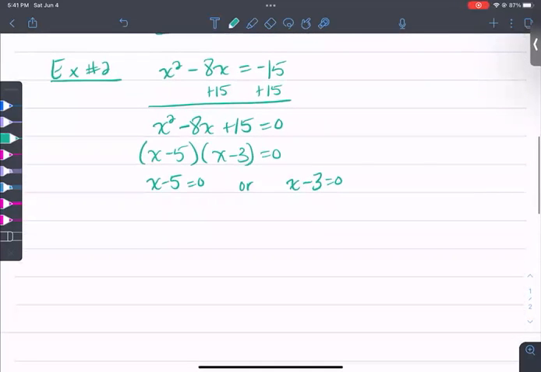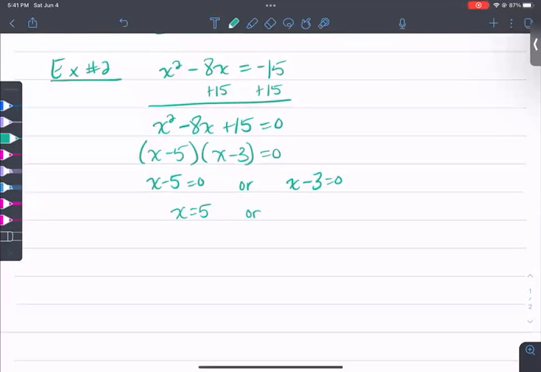So to solve x minus 5 equals 0, adding 5 to both sides would give me x equals 5. Or x minus 3 equals 0. Add 3 to both sides and get x equals 3. So those would be my two potential solutions.